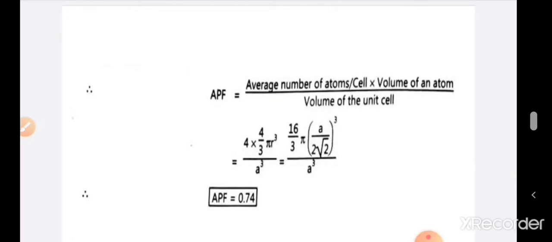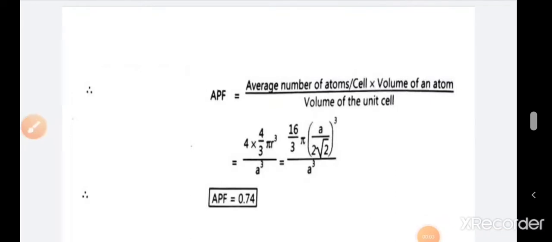Now we have to place the relation between A and R, that is R is equal to A by 2 root 2. When A cube gets cancelled, we get the next value, that is 16 by 3 pi into bracket 1 divided by 2 root 2 bracket close cube. When you place this value in the calculator, you get the atomic packing factor as 0.74.